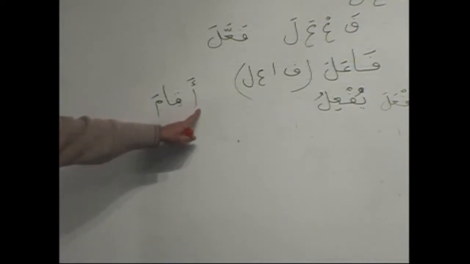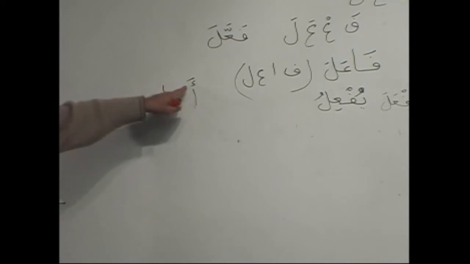What is akama? To stay. Akama, to stay. Are you with me? How many words are there? Four. Okay. And what is it? That sign will tell you that it is form 4. You will see fatha and it is form 4.